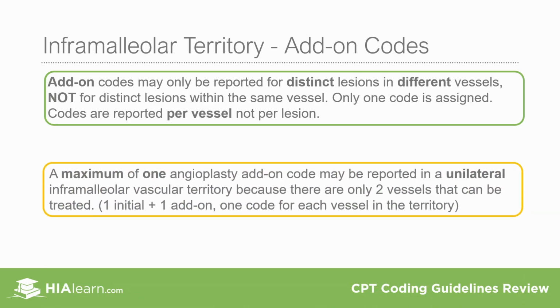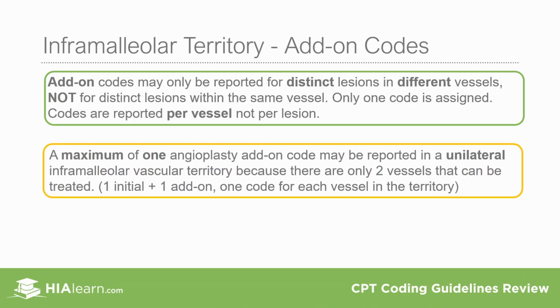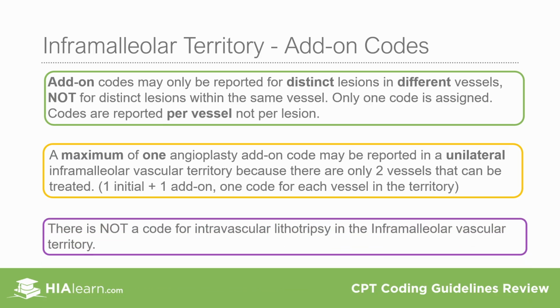A maximum of 1 angioplasty add-on code may be reported in a unilateral inframalleolar vascular territory, because for coding purposes there are only 2 vessels that can be treated. This would look like one code for treatment in an initial vessel and one add-on code for treatment in an additional vessel in the territory, for a total of 2 codes per unilateral inframalleolar vascular territory. There is not a code for intravascular lithotripsy in the inframalleolar vascular territory.